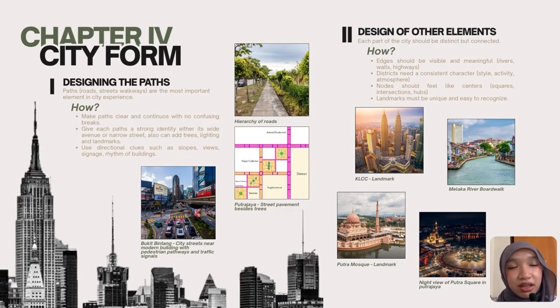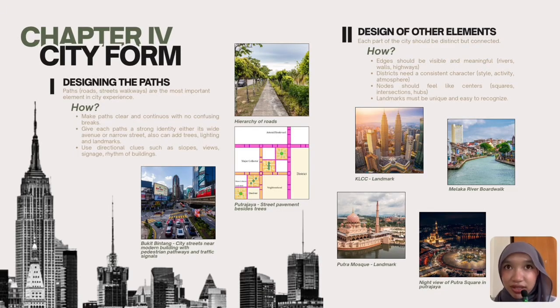The second is the design of other elements. Each part of the city should be distinct but connected, which means they have to be cohesive so that it won't look weird to people who are experiencing the city. But how can we do that? The first is edges. Edges should always be visible and meaningful, like rivers, walls, or even highways.